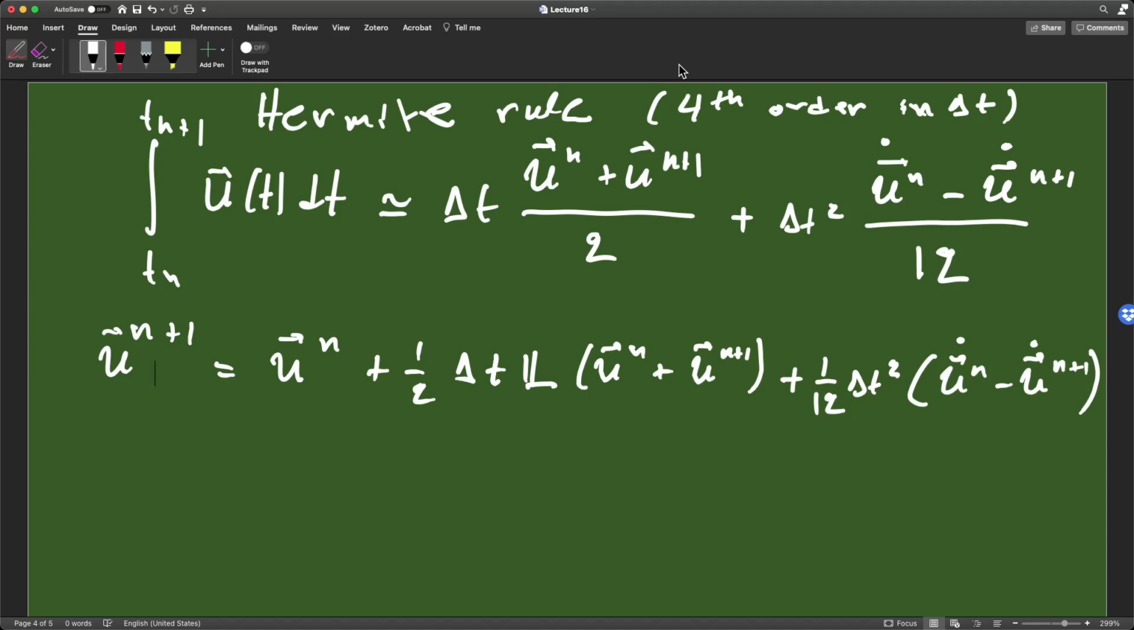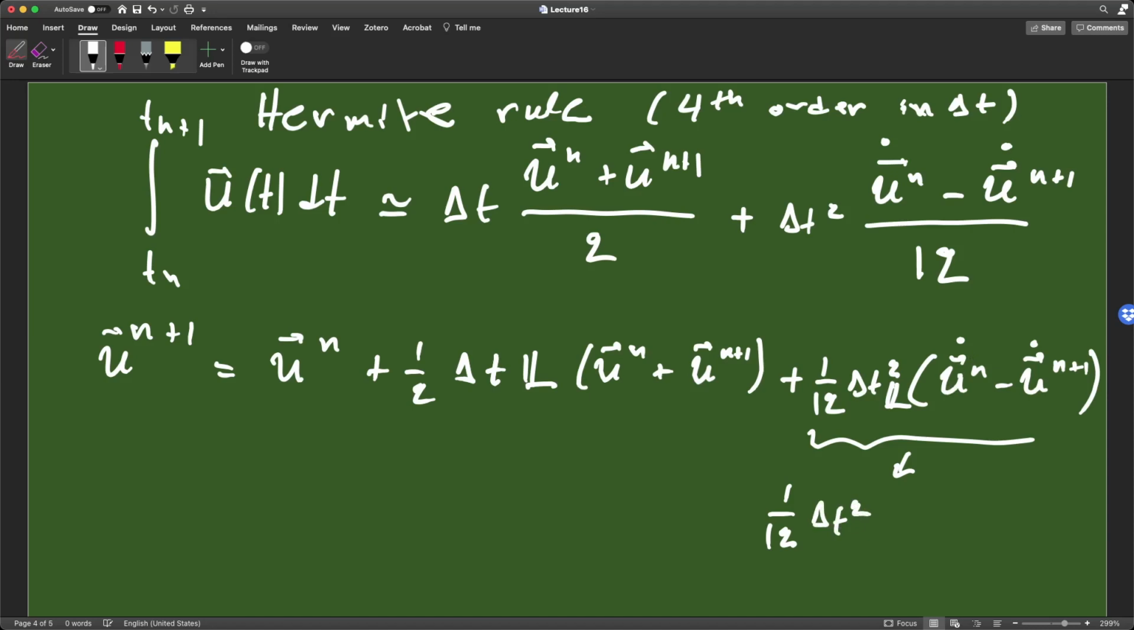So this term right here will become 1/12. I forgot to put an L here. There was an L there. And then we'll have delta T squared.